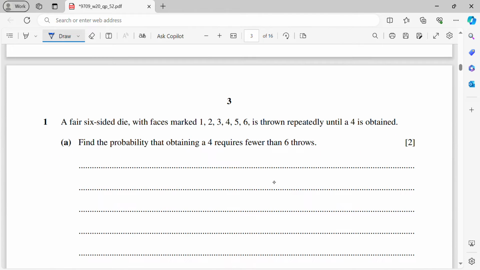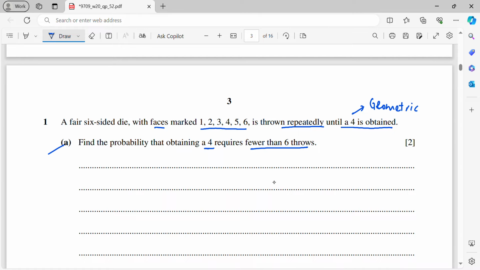Question number 1. A fair six-sided die with faces marked 1, 2, 3, 4, 5, 6 is thrown repeatedly until a 4 is obtained. So when until a 4 is obtained, that means this is geometrically distributed. Now A, find the probability that obtaining a 4 requires fewer than 6 throws. So less than 6 throws means that maximum 5 throws to get a 4.